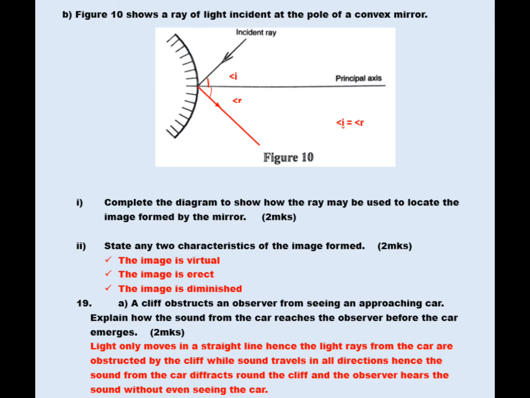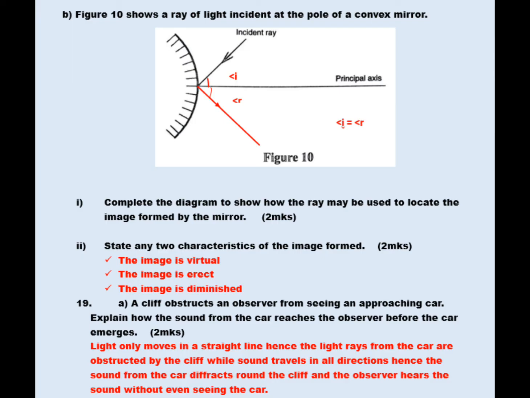So that means you're trying to complete the diagram to show how the ray may be used to locate the image formed by the mirror. So definitely we know that the angle of incidence is equal to the angle of reflection, and then we have been able to see that with the direction.